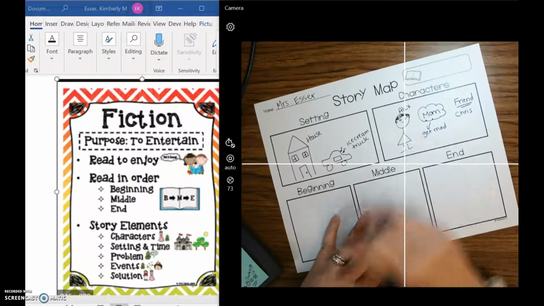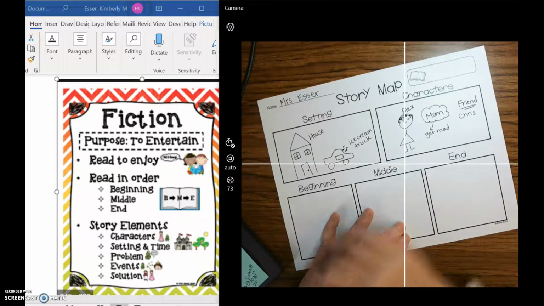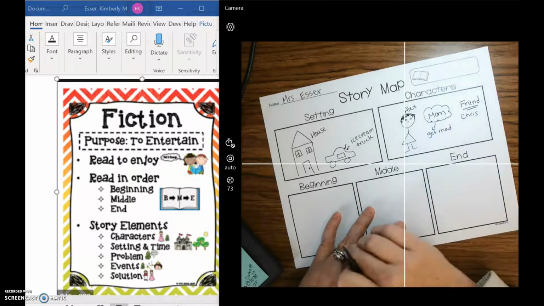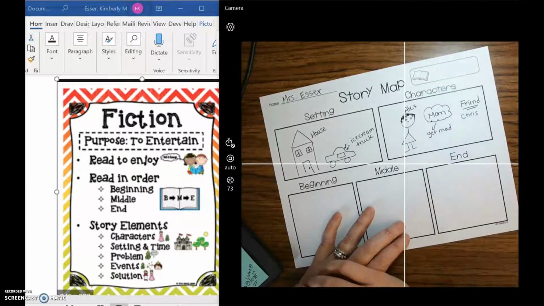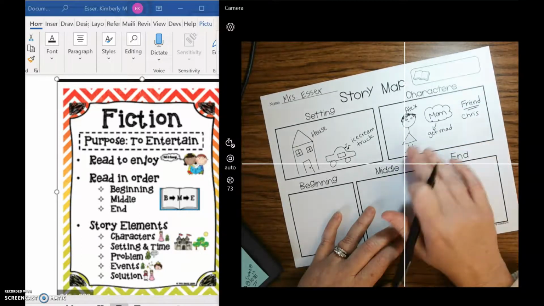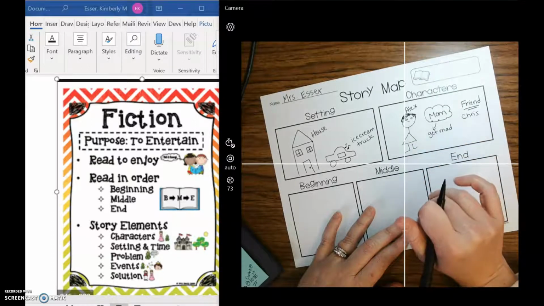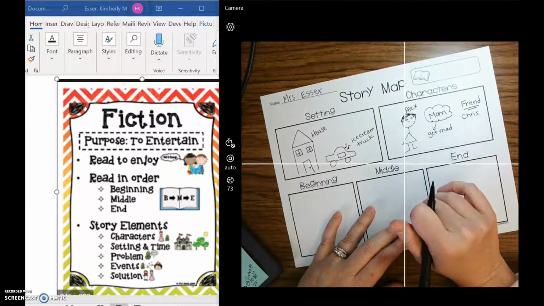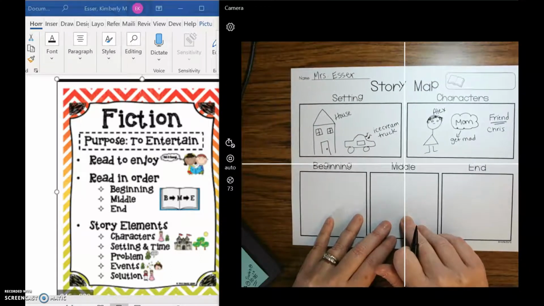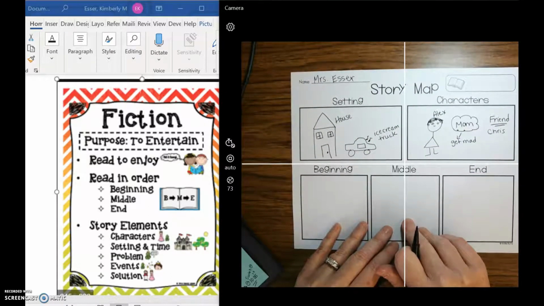Okay, so again, you come up with your characters. So the main character, he's going to be the boy, is Alex. His mom's going to be in the story, and he might have a friend. Okay, so I want you to think about your characters, who's going to be in your story. Again, we're not copying Miss Esther. You're coming up with your own. Okay? So pause your video, and then once you're ready to move on, we can go to the beginning, middle, and end.